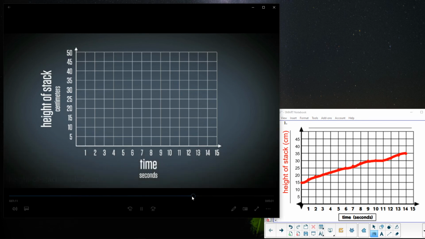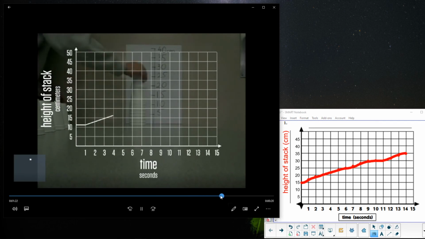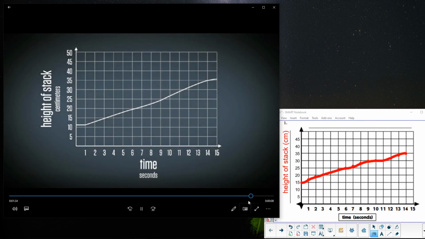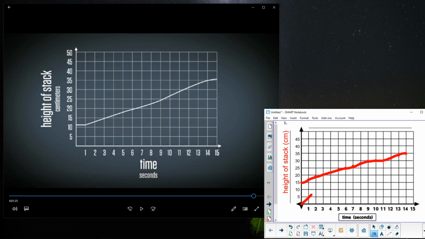So let's go ahead and see what their example is. I'm going to fast forward a little bit. Here we go. There you go. So yeah, it looks pretty similar to what we had. Take note that they actually had a whole second go by before any new cups got added on. I might have missed that a little bit. But it's very important that we started here at 0 seconds, not down here, but up here at 15, okay. So there you go.